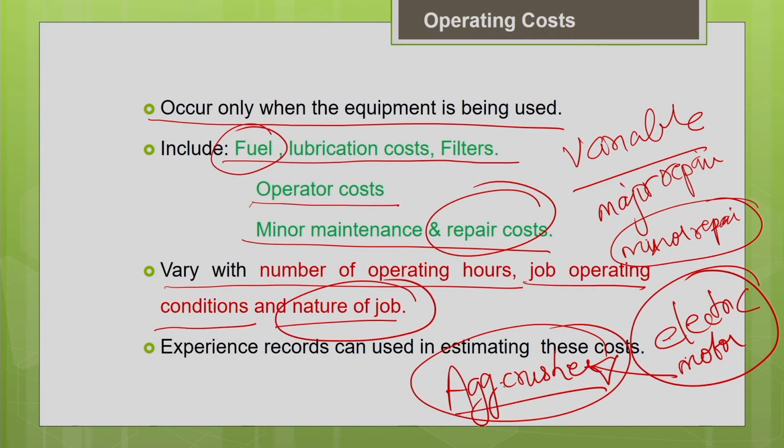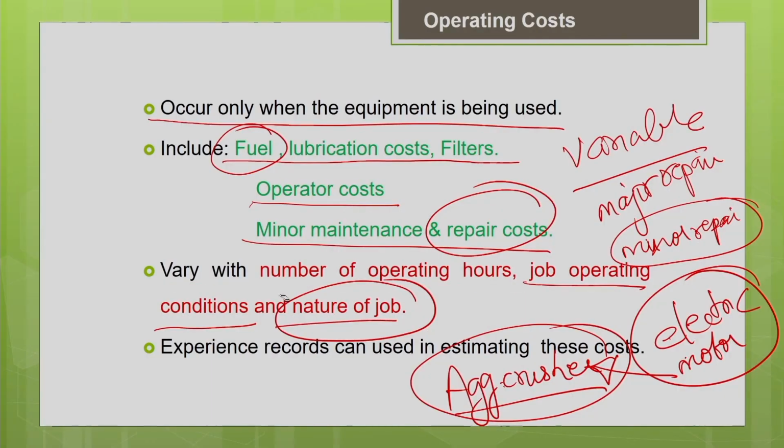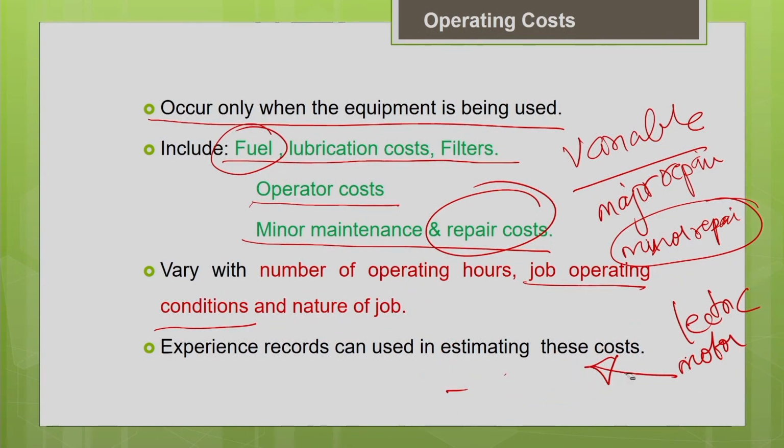So generally the equipments which are subjected to more mobility, and are more subjected to wear and tear, their operating cost is more. The equipments which are more stationary, which are subjected to less amount of mobility, and which are not used continuously, in those cases you can see that the operating cost will be less. So your operating cost is highly variable.